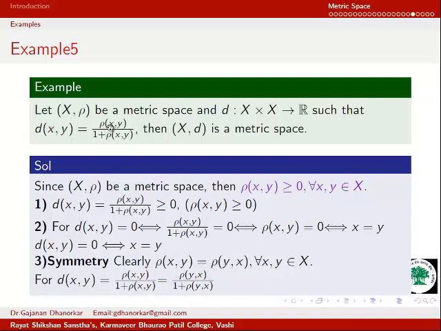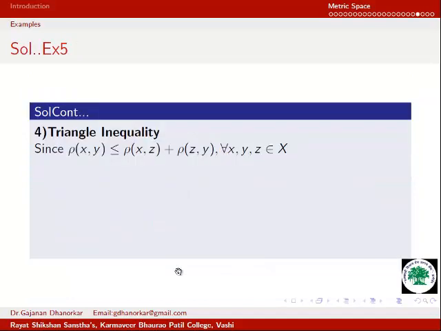Now as per definition, rho of yx divided by 1 plus rho of yx, with y here and x here, is nothing but d of yx. And this holds for all x and y in X. Now we will go towards the triangle inequality. For the triangle inequality, as per our given example, rho is a metric, therefore rho satisfies the triangle inequality condition for all x, y, z in X.